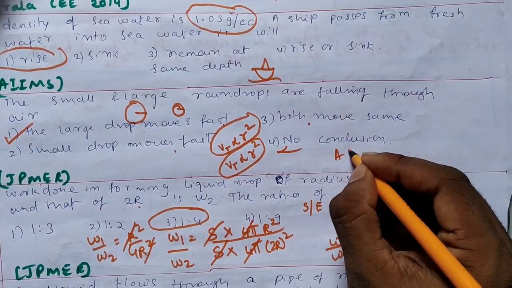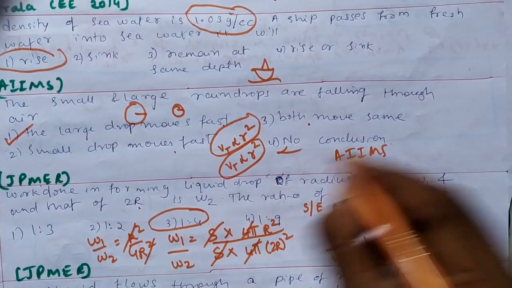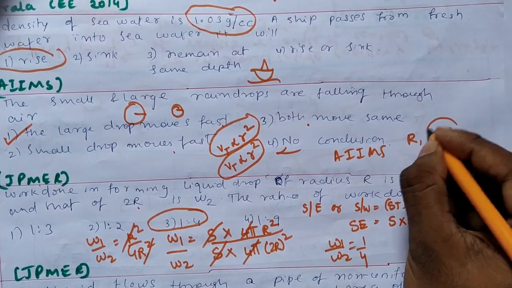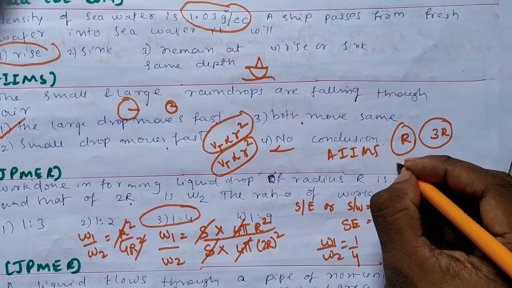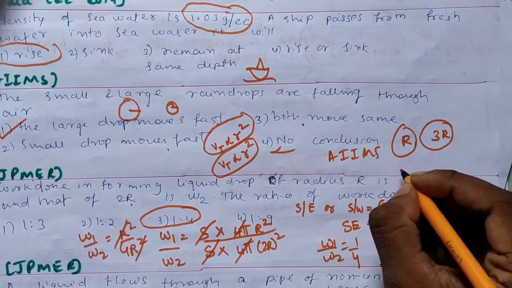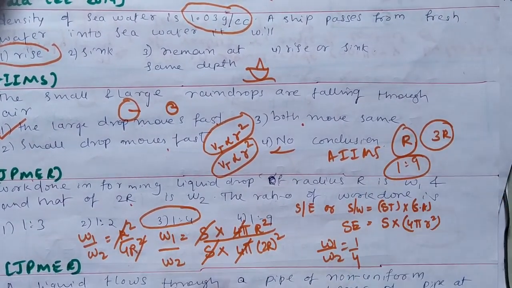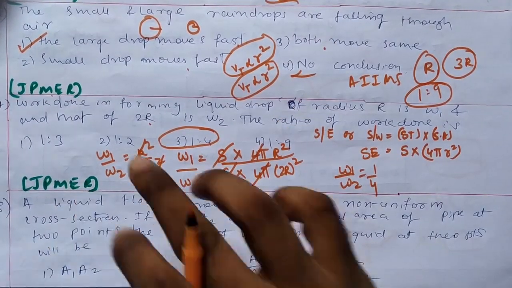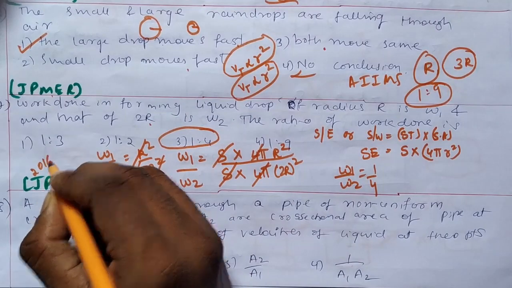See, in AIIMS once they asked, if the initial radius is r and the final radius is 3r, then what will be the ratio of their surface energies? At that time it becomes 1:9. You have to solve it by the correct method. Okay, next a question was asked in JIPMER 2016.